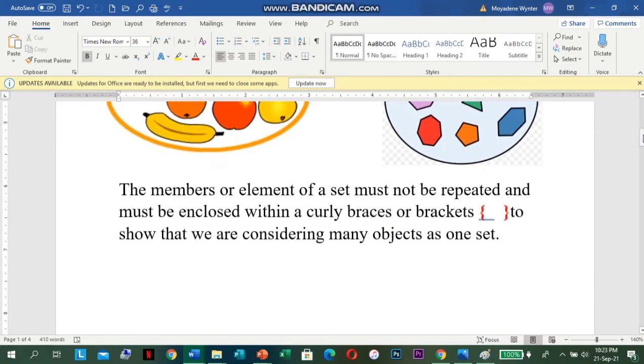Now, the members or elements of a set must not be repeated and must be enclosed within curly braces or brackets, as in the example here, to show that we are considering many objects as one set.